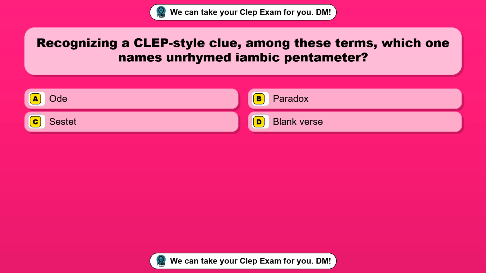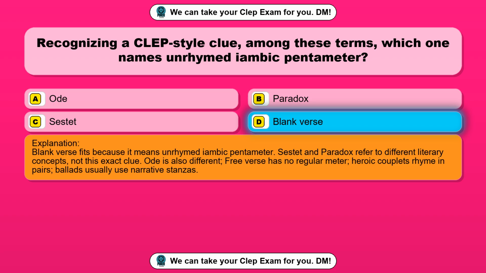Question 15. Recognizing a CLEP-style clue among these terms, which one names unrhymed iambic pentameter? Option A. Ode. Option B. Paradox. Option C. Sestet. Option D. Blank verse. The correct answer is option D. Blank verse. Blank verse fits because it means unrhymed iambic pentameter.